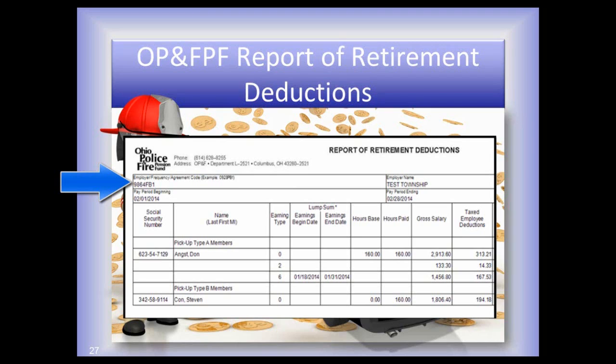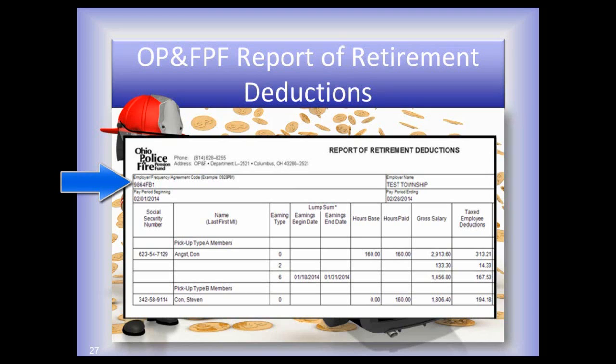The single-digit number is the amount of frequencies reported per month. If all members are paid at the same time every month, and the employer only sends one report to OP&FPF, then the single-digit number will be 1. If members are paid on different pay cycles, some biweekly, some monthly, then more than one report must be sent to OP&FPF. The form with the most members would have the single digit of 1, and the report with the next largest amount of members would have the single digit of 2.